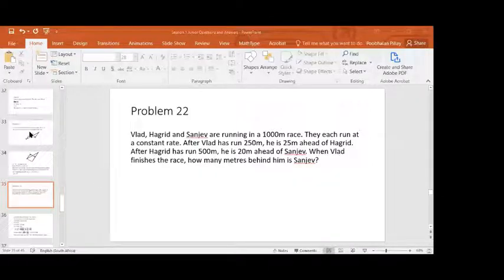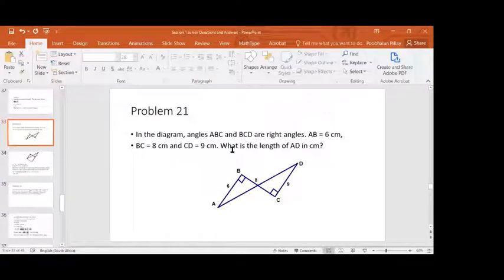I think now I'm looking at this problem here. Problem 21. In the diagram, angles ABC and BCD are 90 degrees, right angles. AB is equal to 6. BC, this entire line, is equal to 8. And CD is equal to 9. And the question is, what is the length of AD? Because this is 6, that is 9, and this is 8.